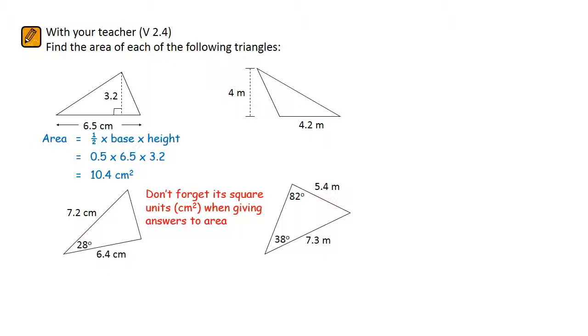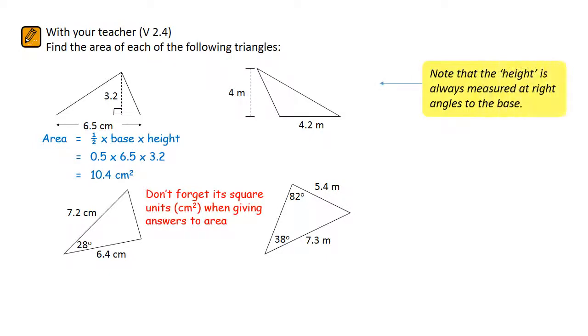The second example is also going to use half base times height, but it's important that you realise that height is always measured at right angles to the base of the triangle. In the case of an obtuse triangle like this, it's necessary to extend the base out so that the height can be measured at right angles. When we work out the area, it's still half base times height, so half times 4.2 times 4 will give us the answer here.